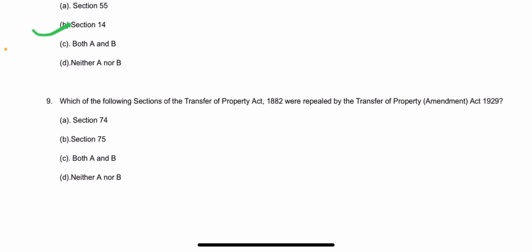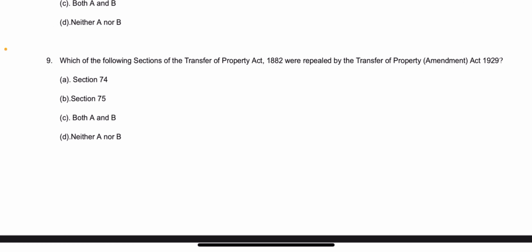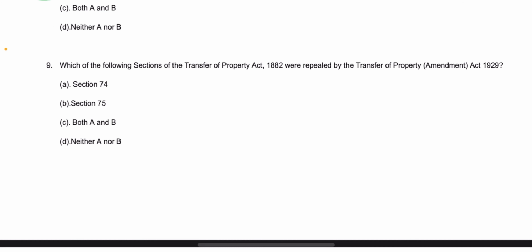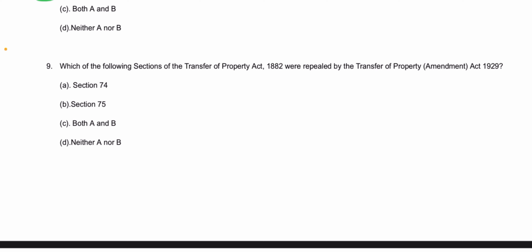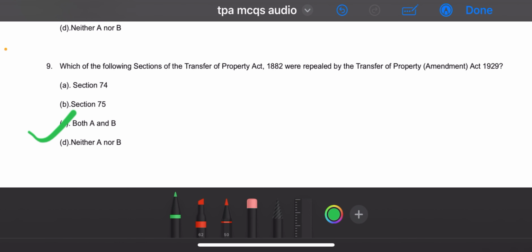Now the next question. Which of the following sections of the TPA were repealed by the Transfer of Property Amendment Act 1929? The options are A. Section 74, B. Section 75, C. Both A and B, and D. Neither A nor B. So the correct answer is C. Both A and B.